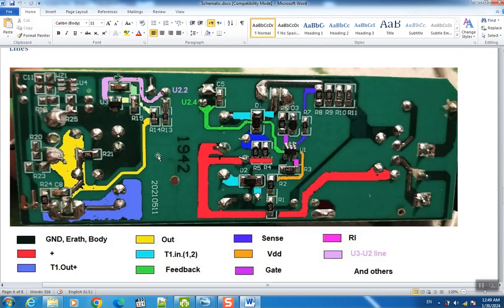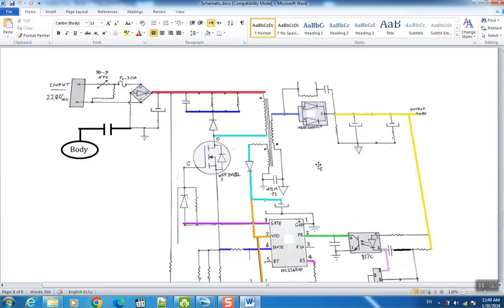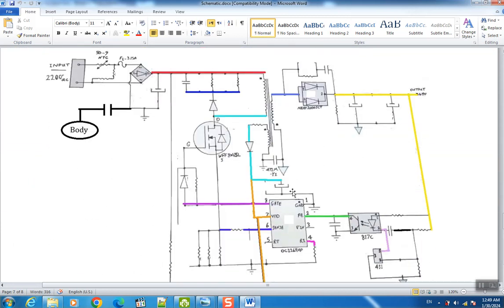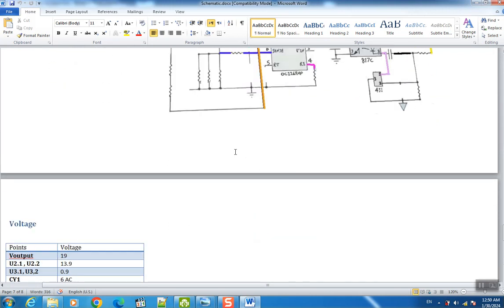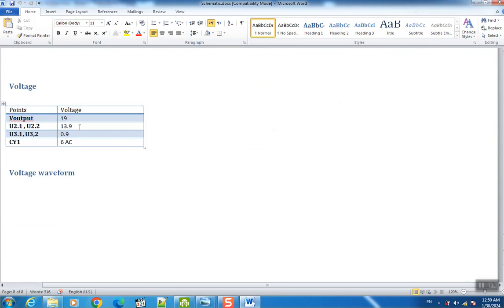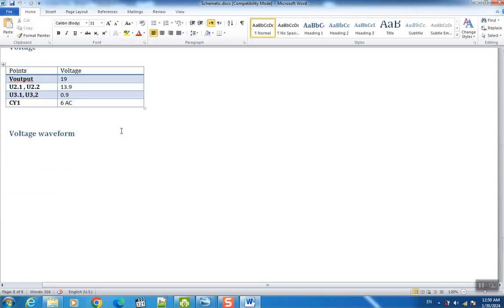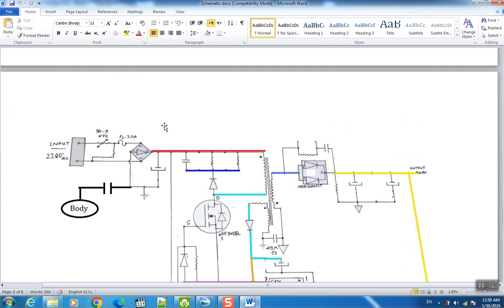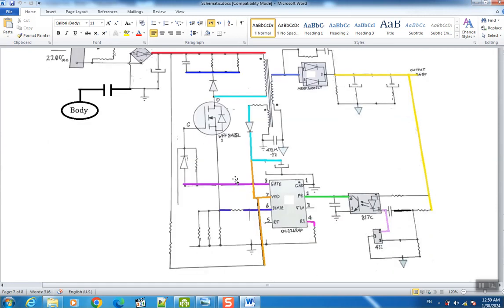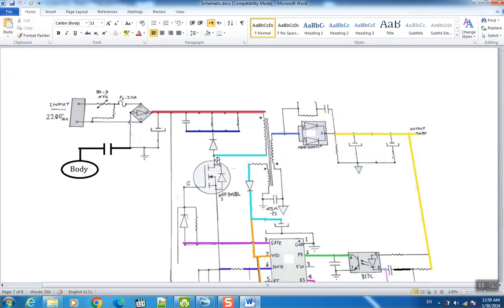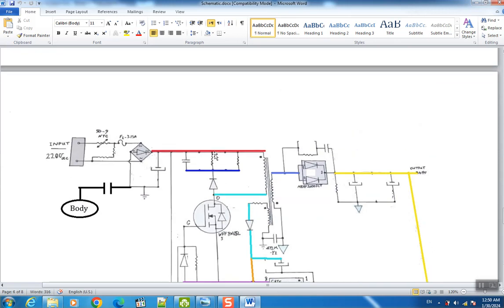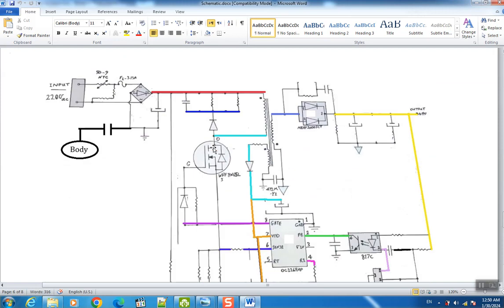I have added the line map here, and this one, and the measured voltage from the healthy charger. However, this can be useful to troubleshoot the charger which has a problem.